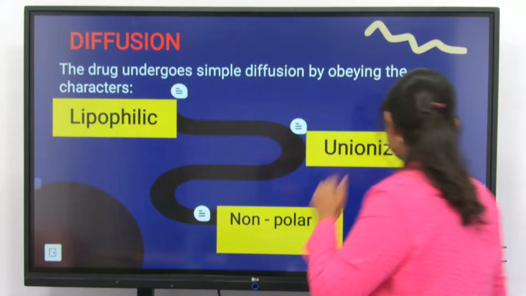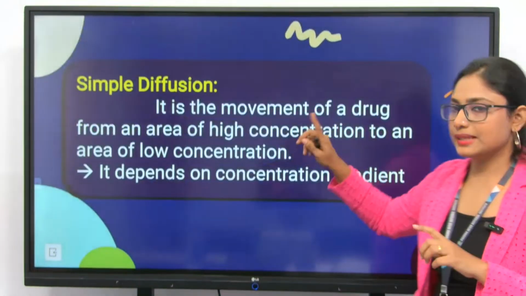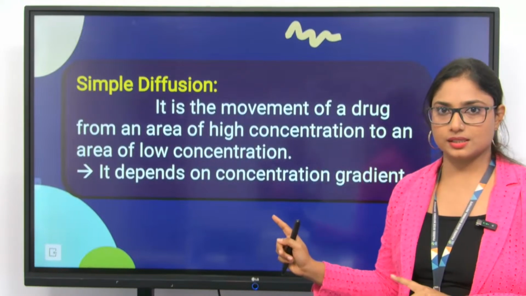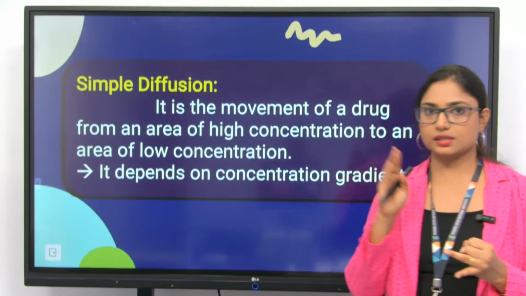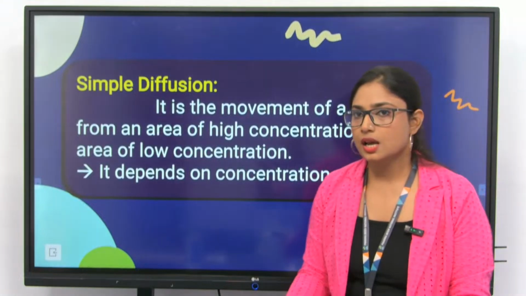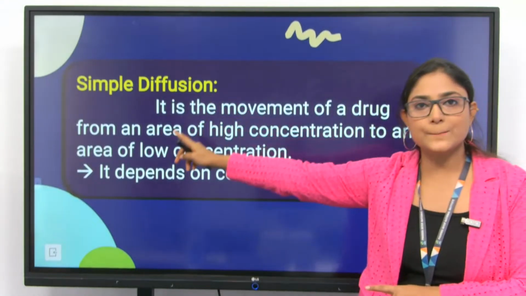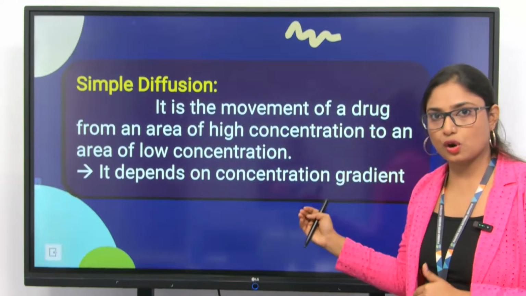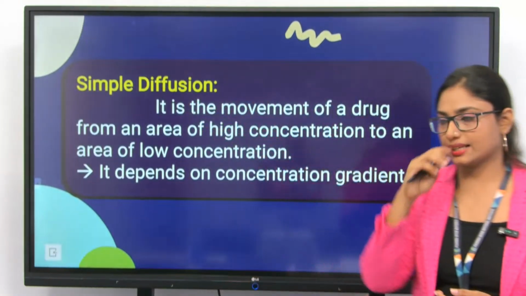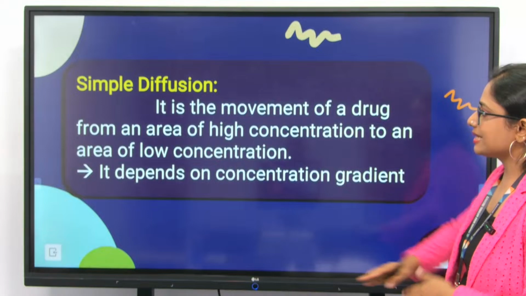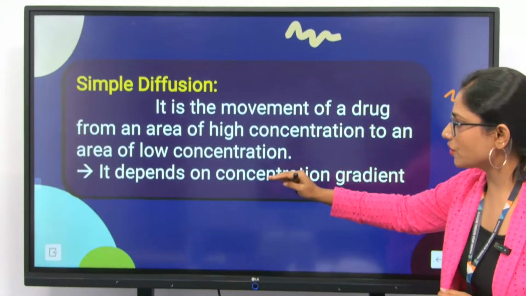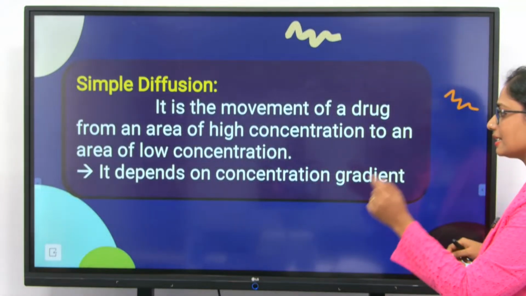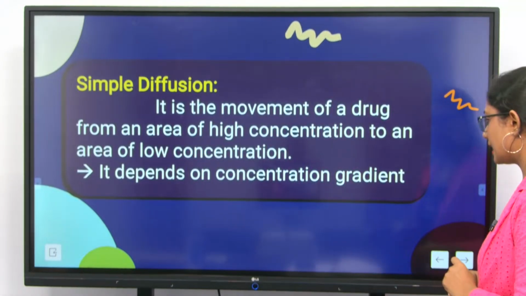Next. Keep these three factors in mind. If the drug obeys these three factors, that means if the drug is lipophilic, unionized, and non-polar, I can say it will undergo simple diffusion. It will get absorbed by this simple diffusion technique. Simple diffusion is the movement of drug from an area of high concentration to an area of low concentration, and it depends on the concentration gradient.